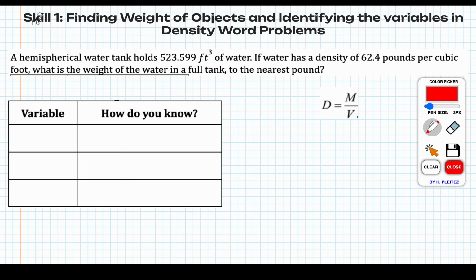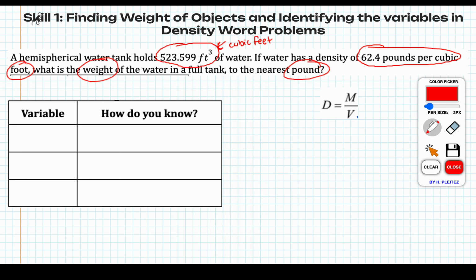This is going to be the best thing that you can do to help you figure out what is going on. So a hemispherical water tank holds 523.599 cubic feet of water. That number is definitely important to us. If water has a density of 62.4 pounds per cubic foot, what is the weight of the water to the nearest pound? So we have a lot going on here. The first thing we annotated was this number here. And the first thing that's standing out to me is that the units are in cubic feet.